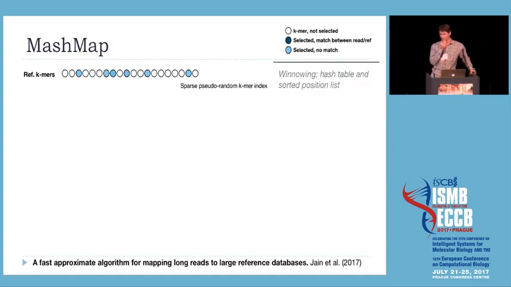So here's how it works. It's kind of a combination of both this minimizer idea from Roberts and York and the min-hash idea from Broder.